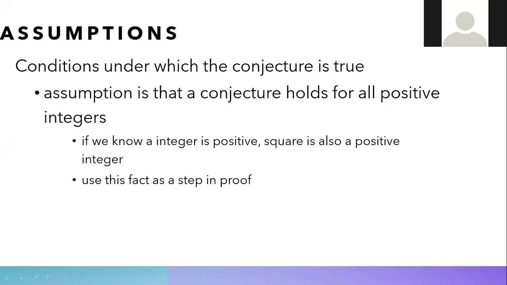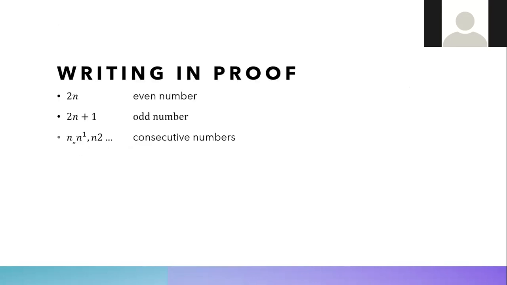So we use this fact as a step in proof. So we use assumptions as a step in proof. So we use these conditions. So we go, okay, so this is always true, this is always that, so this is going to be a step in my proof. Just going to go through a couple more ways that we write in proof.